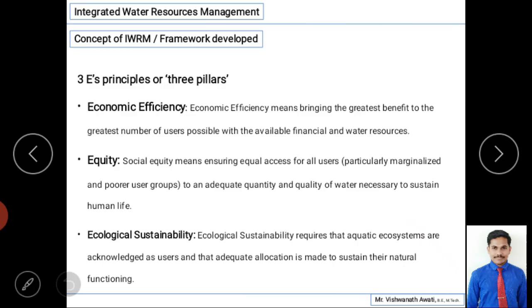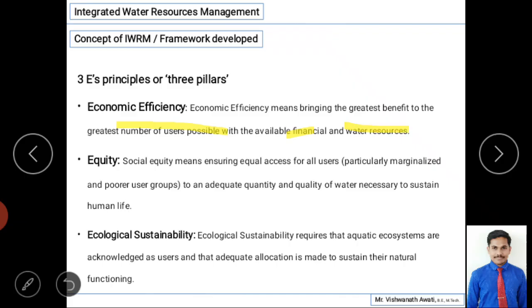Economic efficiency means we have to think about our investment and our recovery. A small investment has to be made, but more benefit will be taken from that, and that benefit has to be created for all, not only for one species or only for humans. That investment and efficiency has to create a good society as well as a good ecosystem around it, right? That is economic efficiency: the greatest benefit to the greatest number of users, with the available finance and water resource.